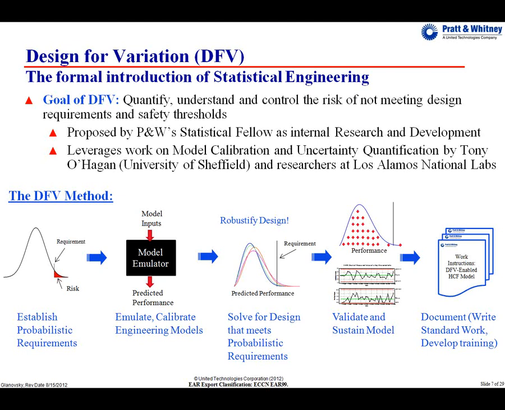So building on the work that they'd already done, we set up a framework for how these tools and methods could be used at Pratt & Whitney to augment our existing design processes. I'll summarize it for you here briefly, the DFV method. It starts by turning all of our engineering models into probabilistic models. They need to learn to speak in terms of probability distributions.